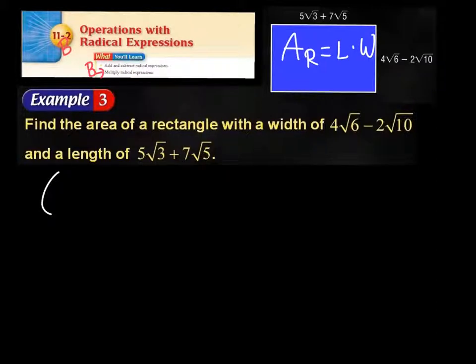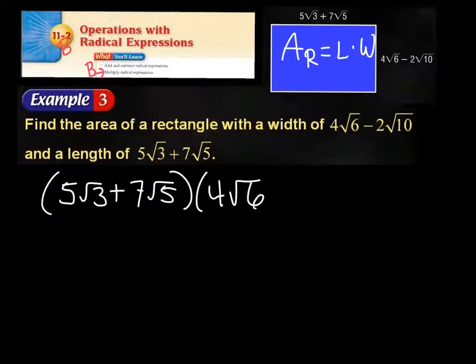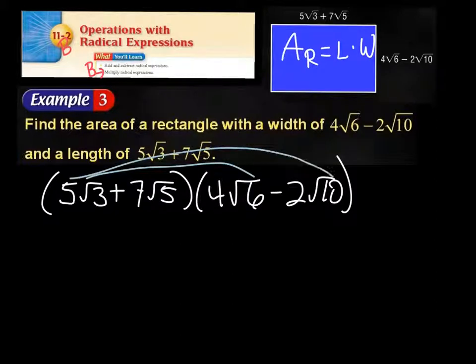We're going to multiply. They said the length was 5 square root of 3 plus 7 square root of 5, and the width is 4 square root of 6 minus 2 square root of 10. Yeah, it's a stretch. But we're going back to multiplying two binomials, which we have done a lot of.